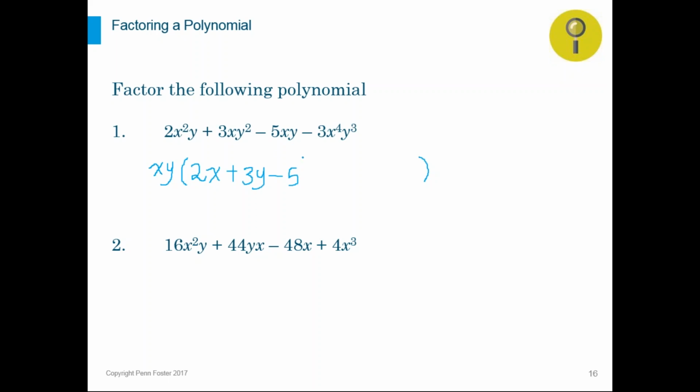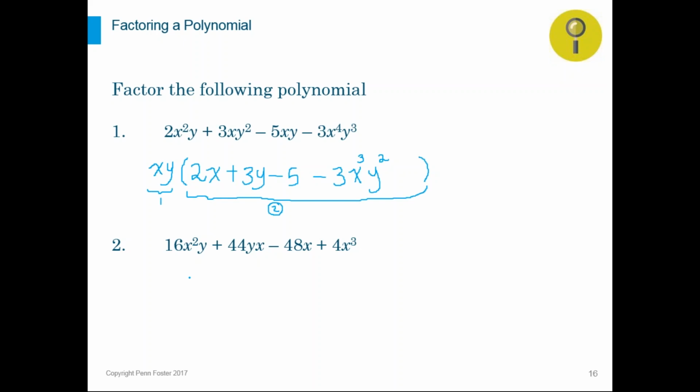So 5 is the third term in our second factor. Minus 3 over 1 is 3. X to the fourth over x is x to the third, because 4 minus 1 is 3. And then y to the third over y is going to be y squared. So this is the factoring. That's it. This is factor number 1, which is the greatest common factor, and factor number 2 is everything else here. That's it.